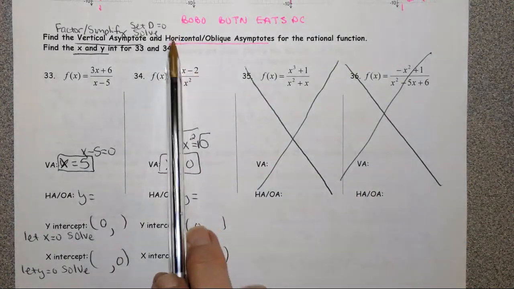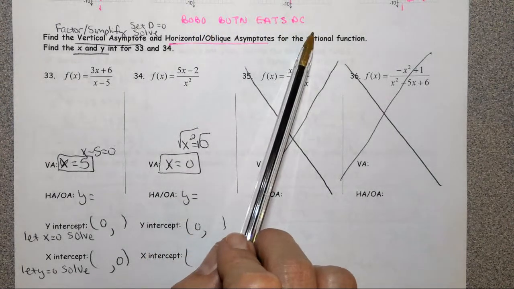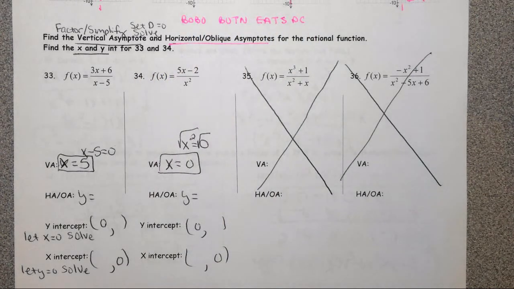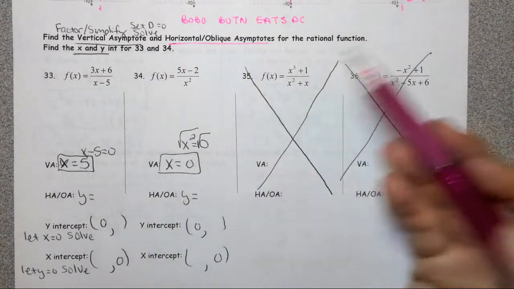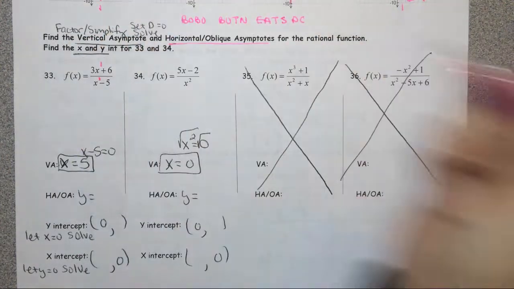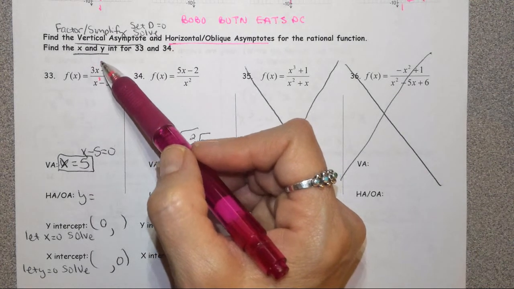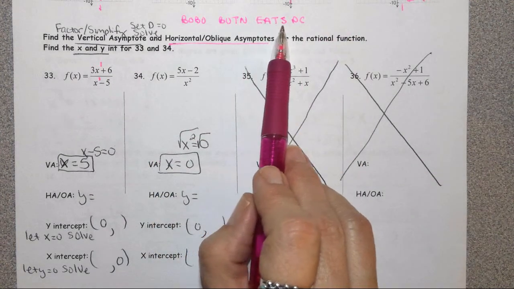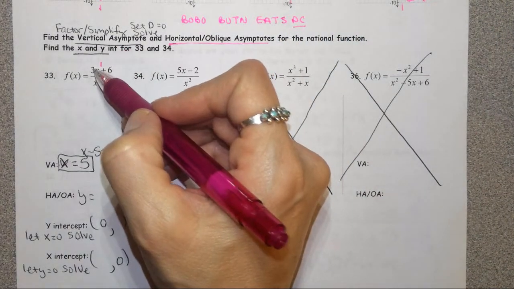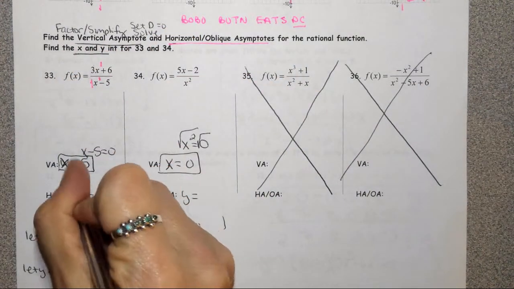When they ask you to find the horizontal or oblique asymptotes, you're going to use the acronym BOBO, BOTN, EATS, DC. And anytime I ask you BOBO, BOTN, EATS, DC, you're focusing on the exponents, and the biggest exponent on the top and the biggest exponent on the bottom. So on 33, the biggest exponent on top is 1, and the biggest exponent on bottom is 1. So are my exponents bigger on top, bigger on bottom, or are they the same? When your exponents are the same, the DC stands for divide the coefficients. So this coefficient is a 3, this coefficient is a 1, and 3 divided by 1 is 3.